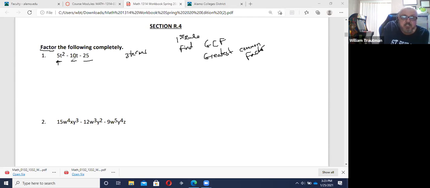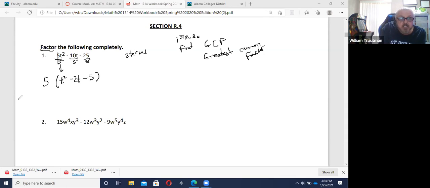And if you look at the numbers in front of the variables, the letters, they all divide by 5. So you can divide a 5 out of all of those. That's what we're going to do. We are going to divide each term by 5. 5 divided by 5 is 1t squared, and another way of writing 1t squared is just t squared. Negative 10 divided by 5 is a negative 2t, and negative 25 divided by 5 is a negative 5.